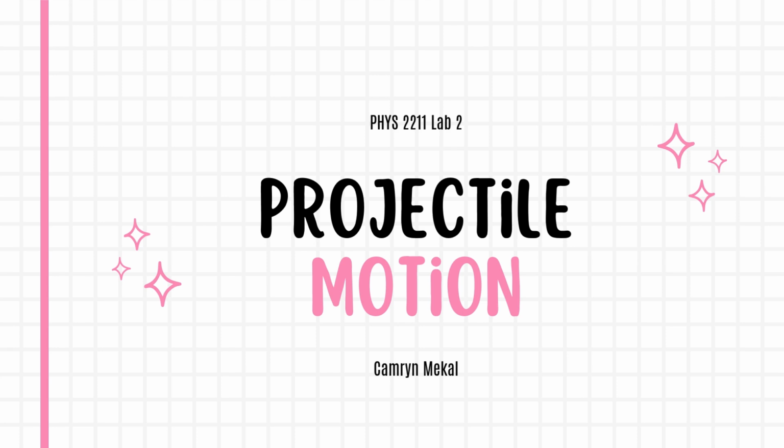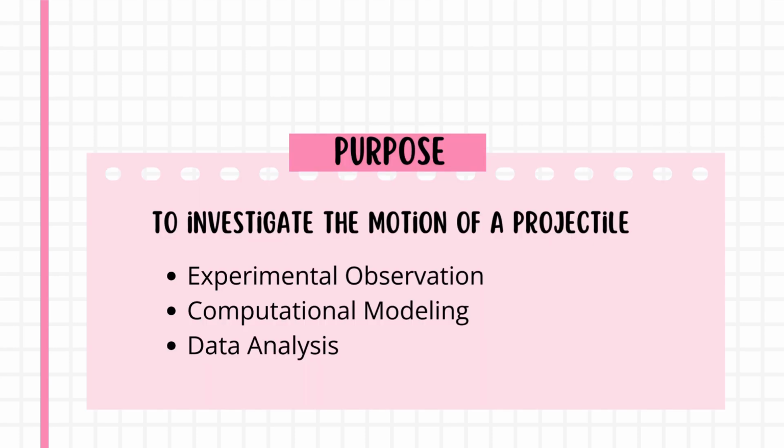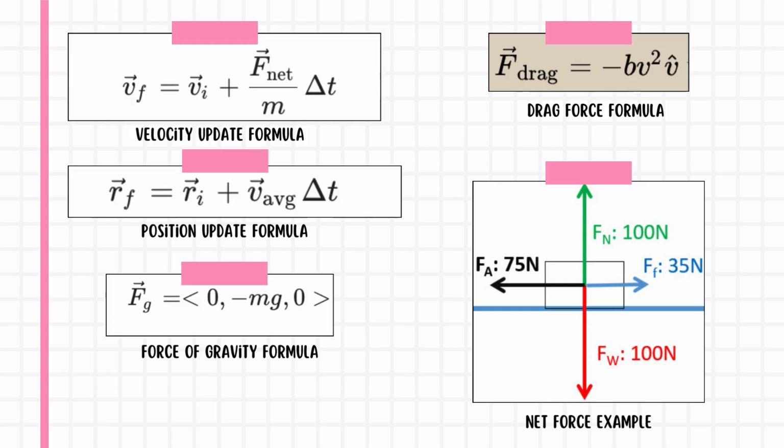This is my presentation for Lab 2, Projectile Motion. The purpose of this lab is to investigate the motion of a projectile by combining experimental observation, computational modeling, and data analysis. Altogether, we had to record and analyze the motion of a thrown object in 2 dimensions, model the motion computationally, and finally compare experimental results to theoretical predictions.